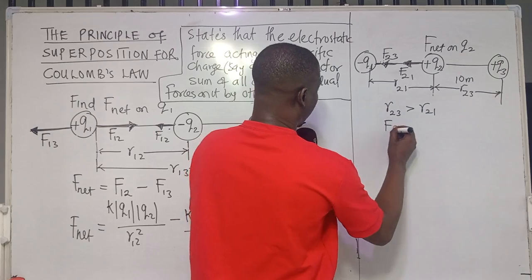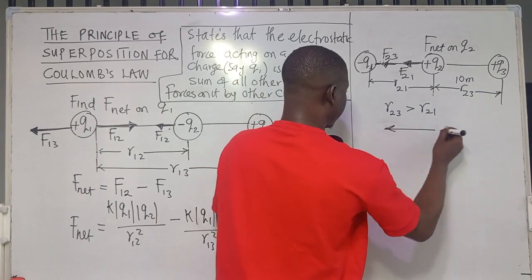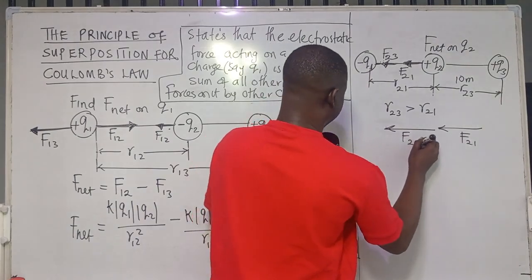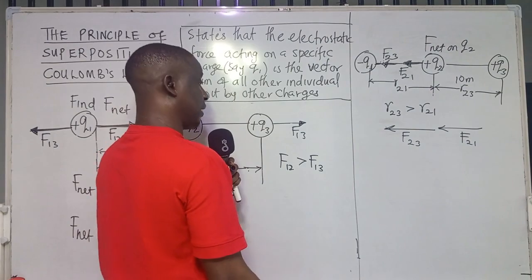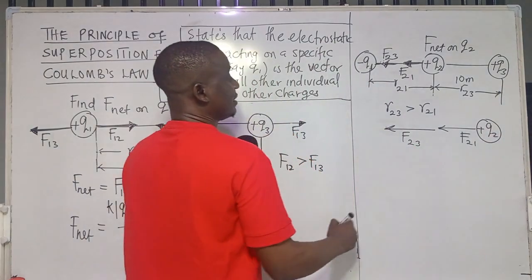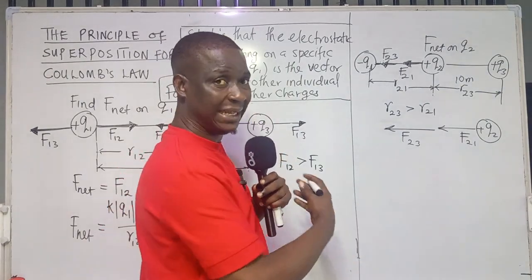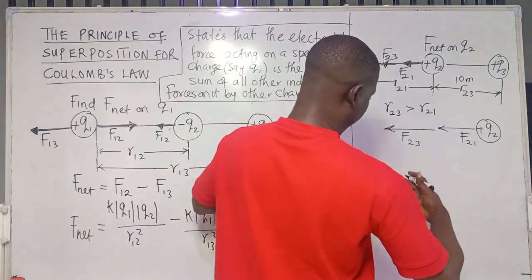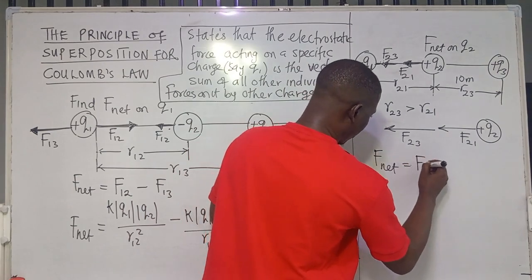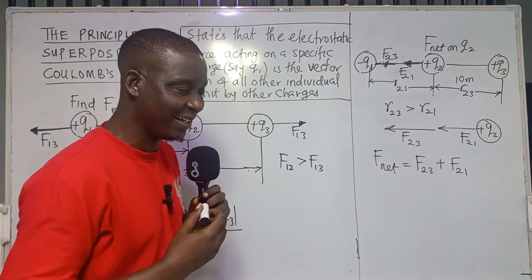So that means F21 and what? Look at it. F21 and F23 are moving in the same direction. This is the Q2 now. So that is the force it will create, moving in the same direction towards the left-hand side, if I'm standing like this. So now the net force will be equal to what? F23 plus F21. Now I have added.